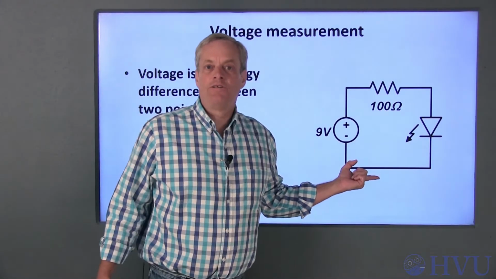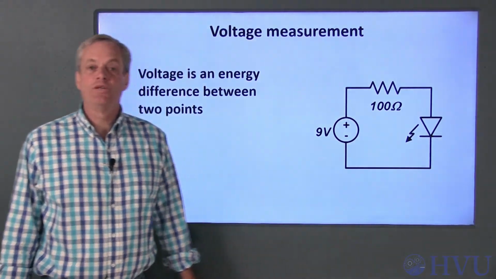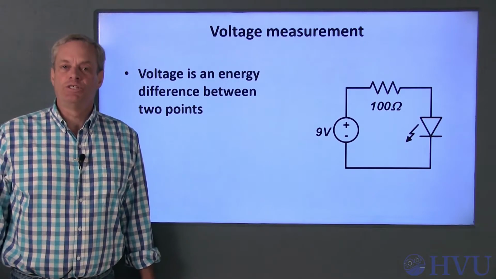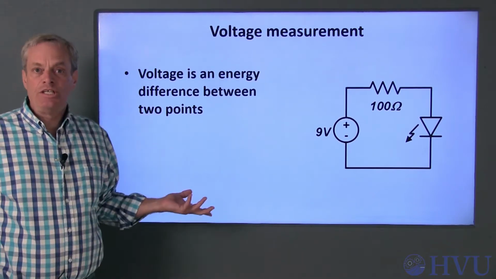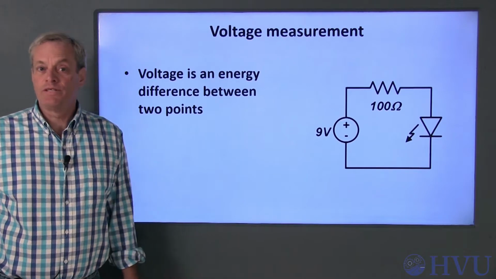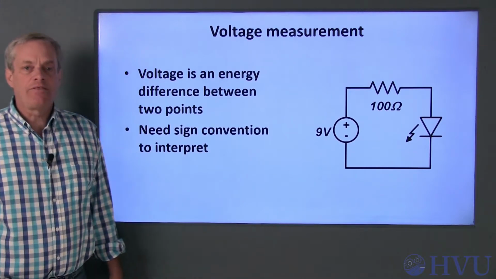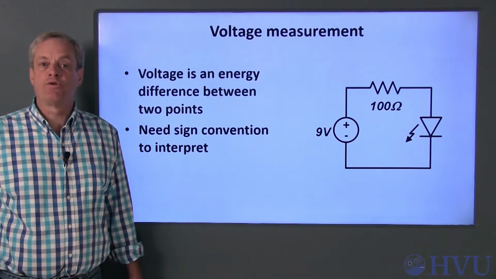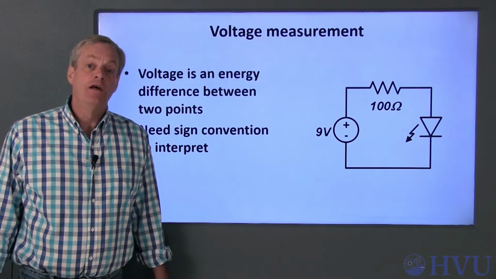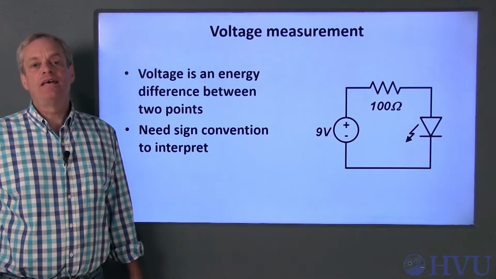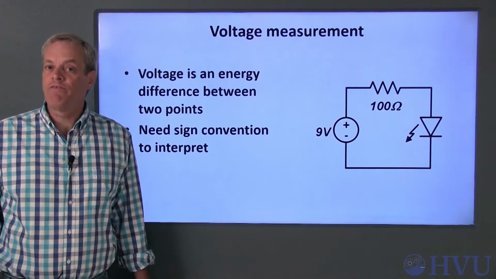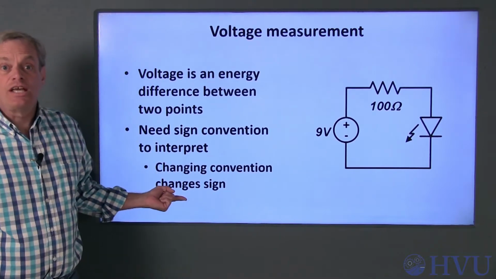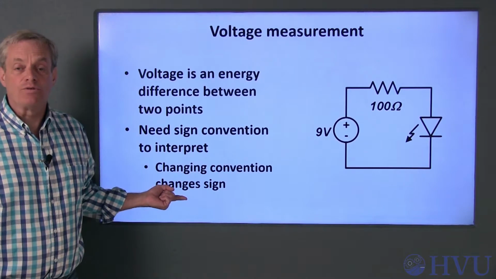This is the circuit that I'll use to demonstrate voltage and current measurement using a DMM. The first thing I'll talk about is measuring constant voltages. Voltage is an energy level difference between two different points in a circuit. As with any other engineering parameter, voltage has to have an assumed sign convention in order to properly interpret the values. The choice of sign convention doesn't depend on the actual voltage. It just affects how we interpret the sign on the value. Changing the sign convention changes the sign on the voltage values.